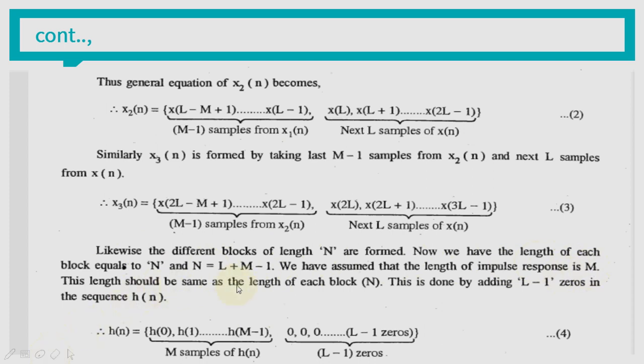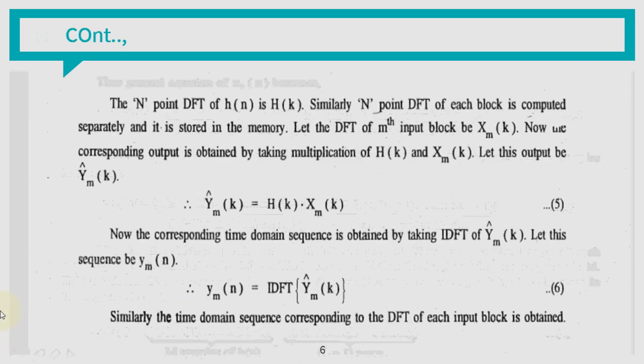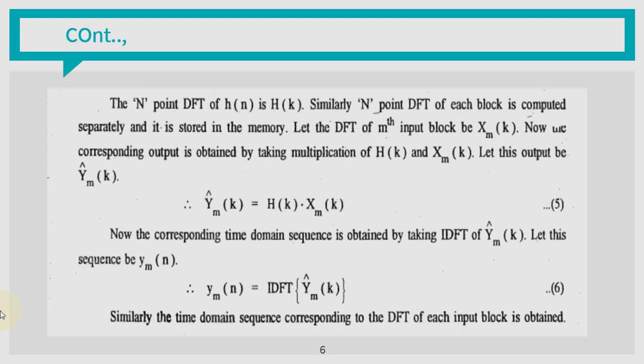So this length should be the same as the length of each block N, and this is done by padding L minus 1 zeros to the sequence h(n). So the h(n) sequence has M samples, and L minus 1 zeros should be padded to h(n) to make it the same length as N. The N-point DFT of h(n) is H(k).